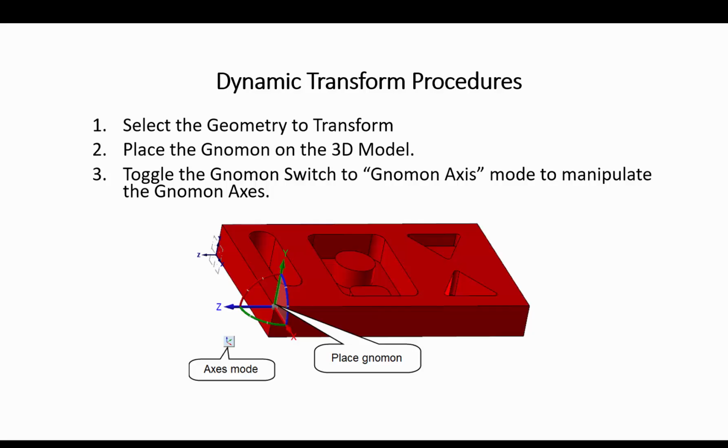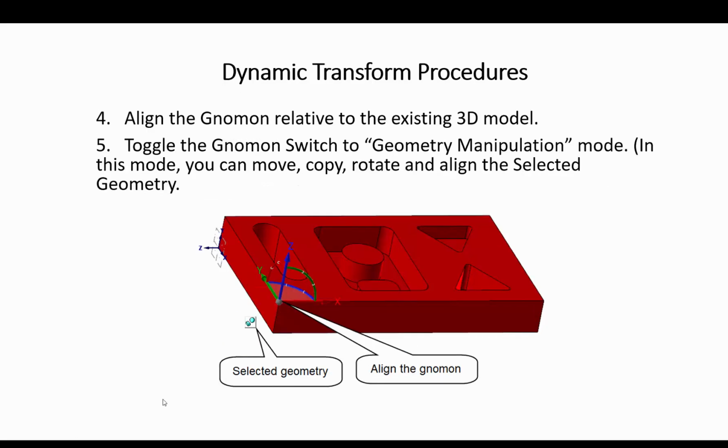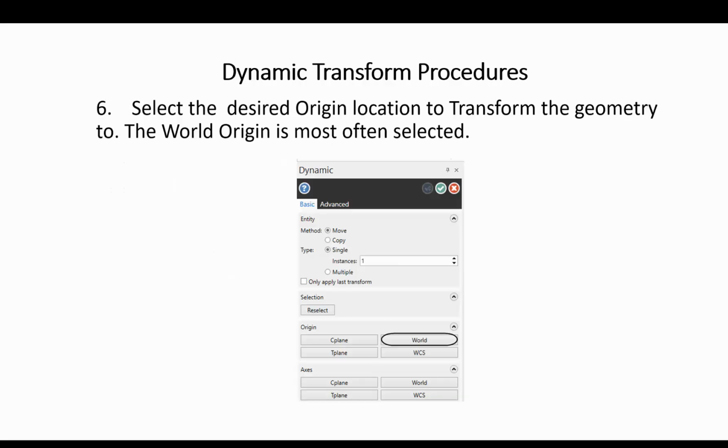And to do that, you have to toggle the gnomon switch to gnomon axis. Once you align the axis, you have to toggle the gnomon switch to the geometry manipulation mode. In this mode, you can move, copy, rotate, and align the selected geometry.